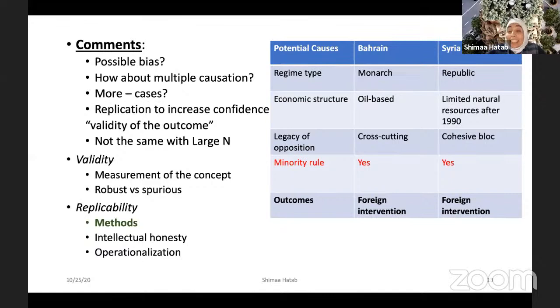You select cases that are similar with regard to the Y, the outcome variable, but when it comes to the X, the explanatory and control variables, they are different.